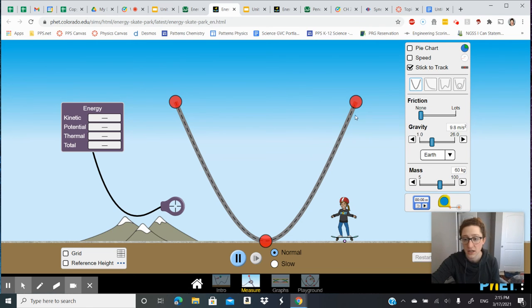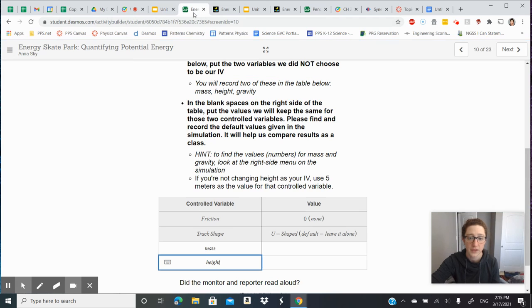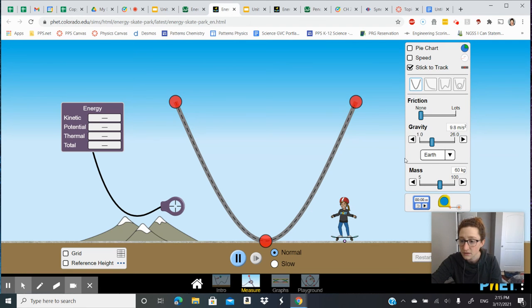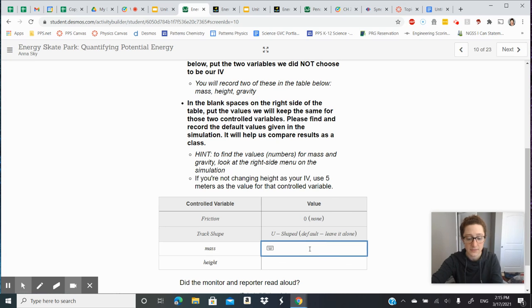So we've got friction to none. The track shape is at this U shape. The mass, and again, this is if you are not changing mass, well, the mass default is mass 60 kilograms right here. Okay, so 60 kilograms. I'm going to go ahead and put in that kg for kilograms. And then height is given over here. If you're not changing the height as your independent variable, use 5 meters as the value. 5 meters. So lucky folks who are doing gravity, you've got your answer right here.